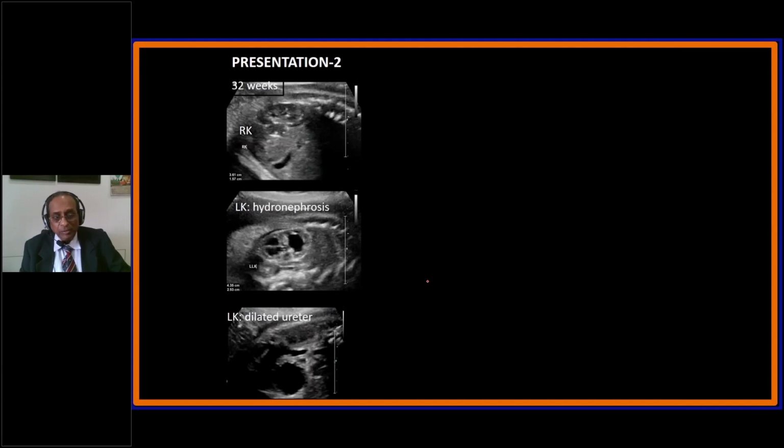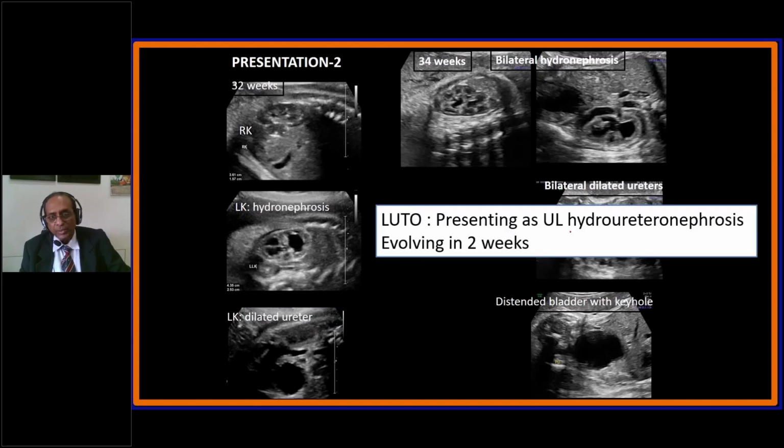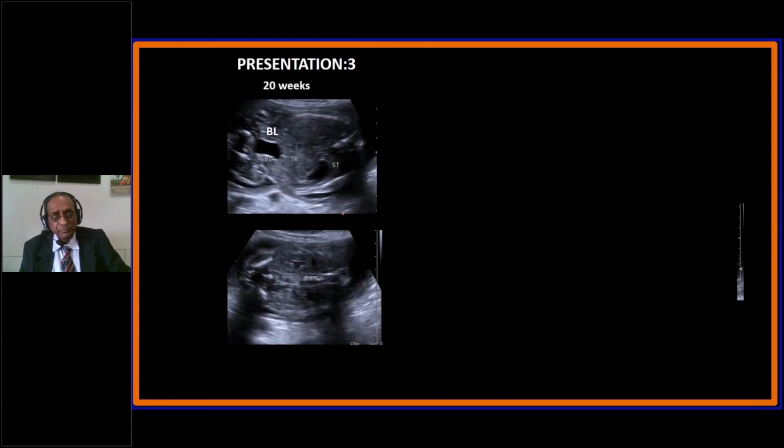Now, there are various presentations of posterior urethral valve. Here's another presentation where you can see a bilateral hydronephrosis at 32 weeks. At 34 weeks, suddenly you can see the bladder hugely distended with the keyhole, which was not noticed earlier. And of course, the ureters have started dilating also. So LUTO presenting as unilateral hydronephrosis, evolving as bilateral over a period of 2 weeks.